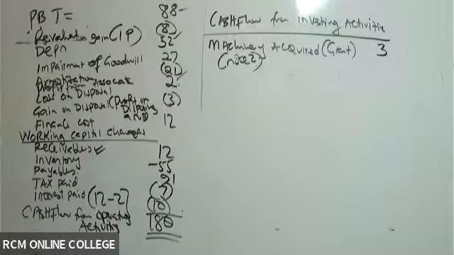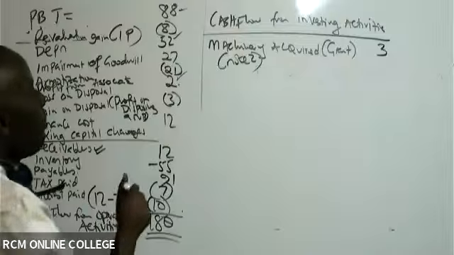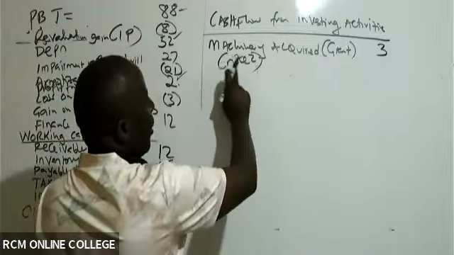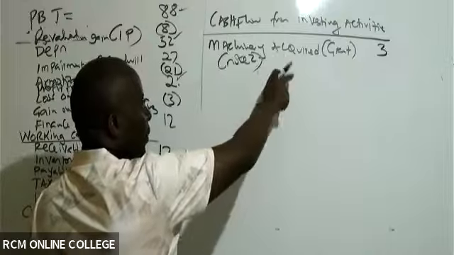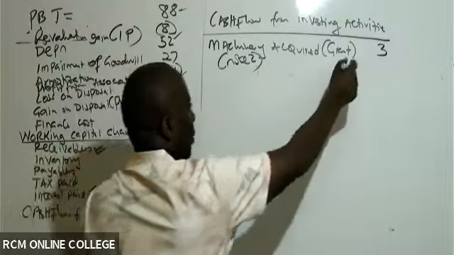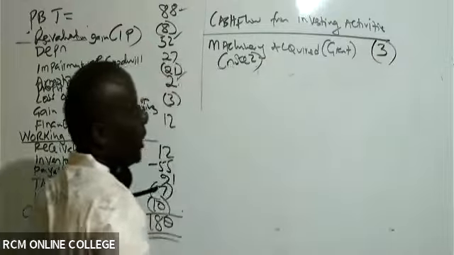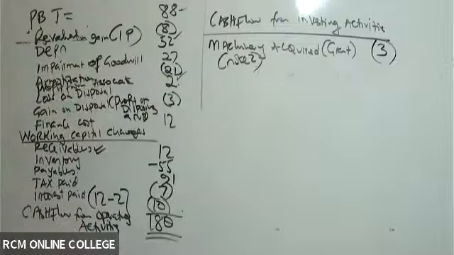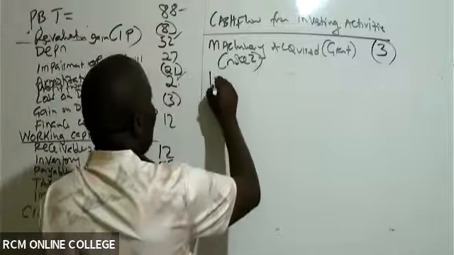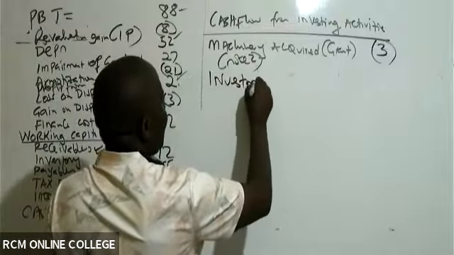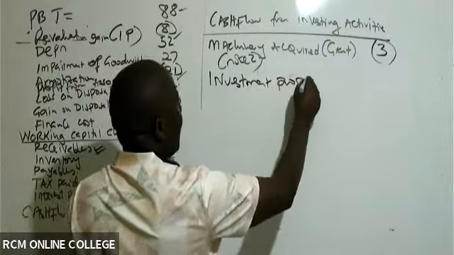So what else do we have, ladies and gentlemen? Remember, we also brought in some investment property. So remember, this machinery acquired, the grant, is in the investing activity. The machine came, money went out, so it's supposed to be in brackets. It's a cash outflow, right? Then we have investment property acquired.